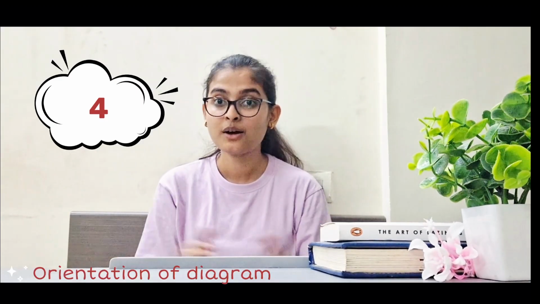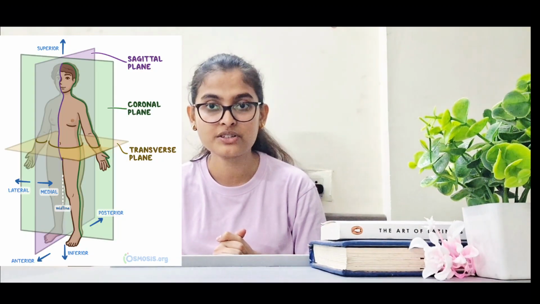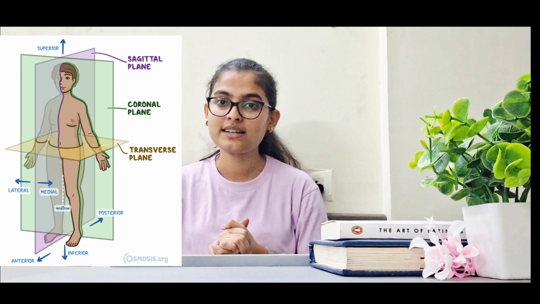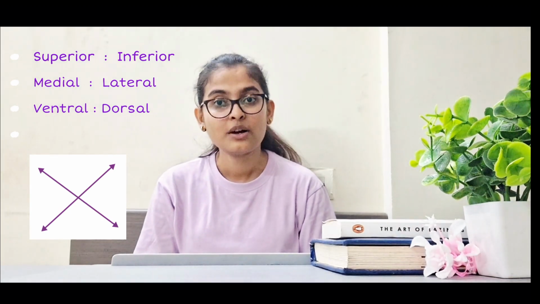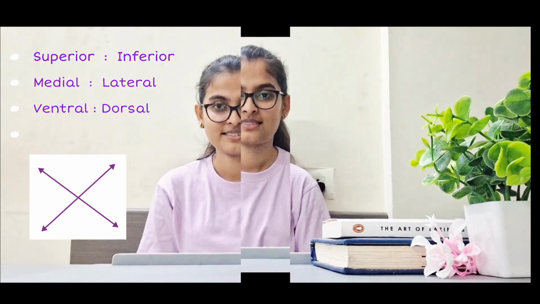Tip number 4. Orientation. Diagrams are incomplete without orientation. Here we specify the directional and the positional language, where we draw two intersecting lines and denote certain terms like superior, inferior, medial, lateral, ventral, dorsal, etc.